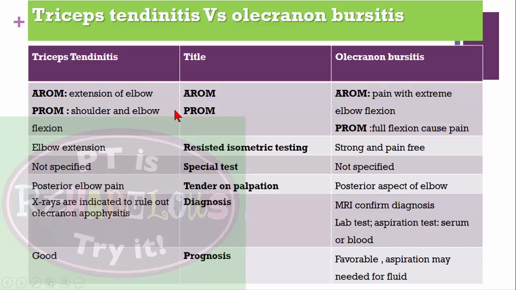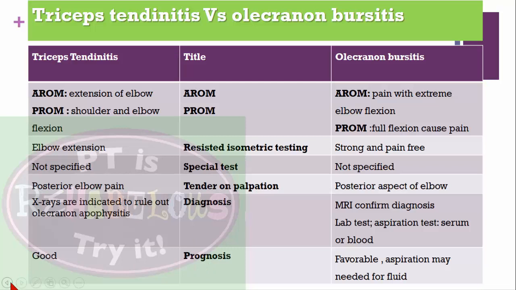Active range of motion and passive range of motion testing: in active range of motion testing, extension of the elbow is affected, and passive range of motion like shoulder and elbow flexion cause pain. In resisted isometric, elbow extension causes pain. Special test is not specified, but with the help of x-ray we can diagnose and rule out olecranon epiphysitis. The patient has pain and tenderness on the posterior aspect of the elbow.